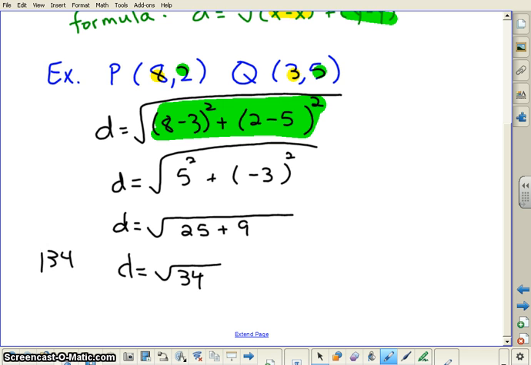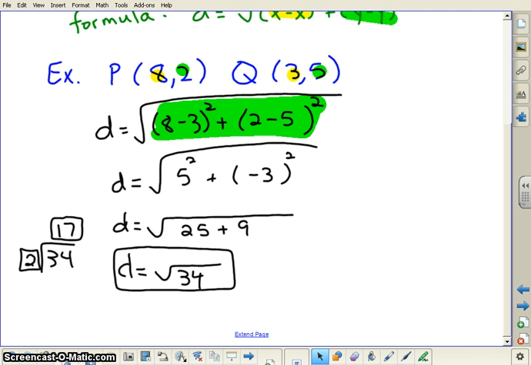34 divided by 2 equals 17. Okay, 17 is a prime number and we can't go any further. 2 is a prime number, so we have simplified this as far as we can. Okay, the distance between point P and point Q is the square root of 34.